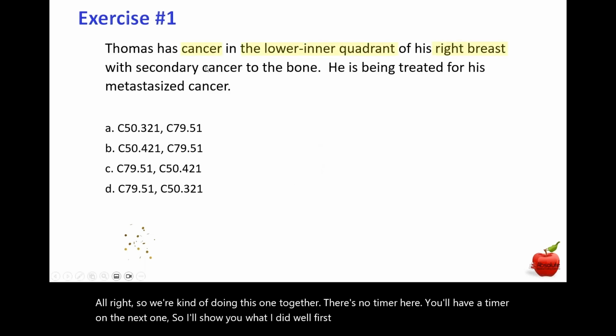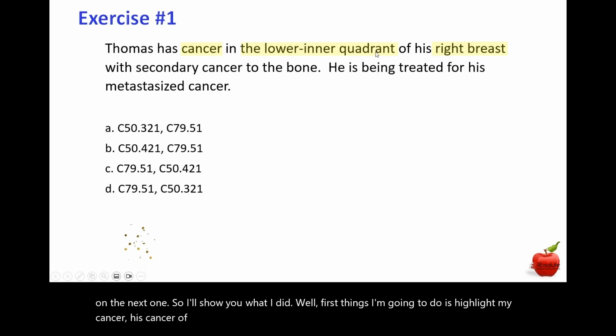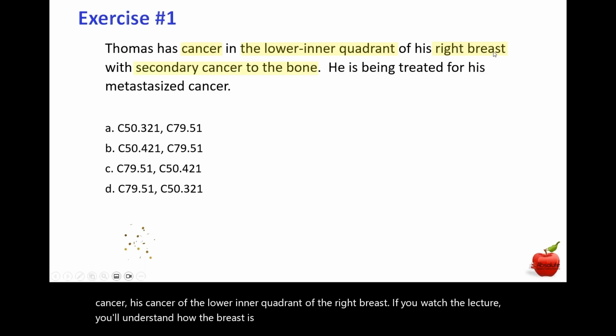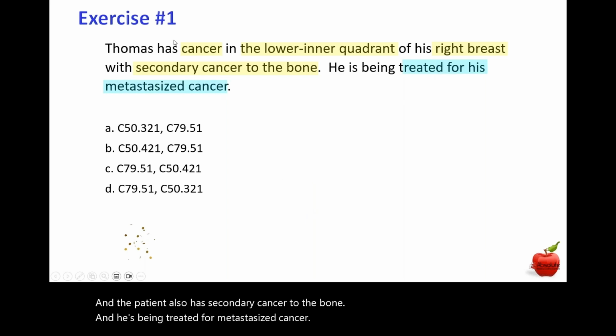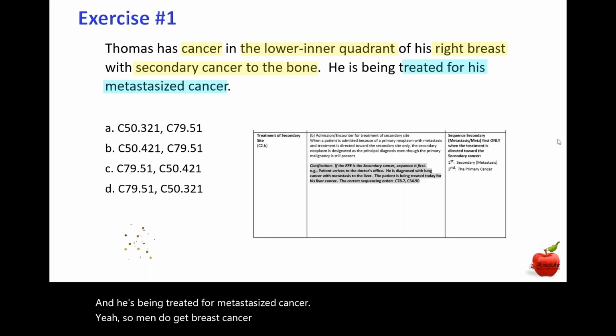So I'll show you what I did. Well, first thing I'm going to do is highlight my cancer. He has cancer of the lower inner quadrant of the right breast. If you watch the lecture, you'll understand how the breast is divided when it comes to coding. And the patient also has secondary cancer to the bone. And he's being treated for metastasized cancer. Yeah, so men do get breast cancer, if you were wondering.